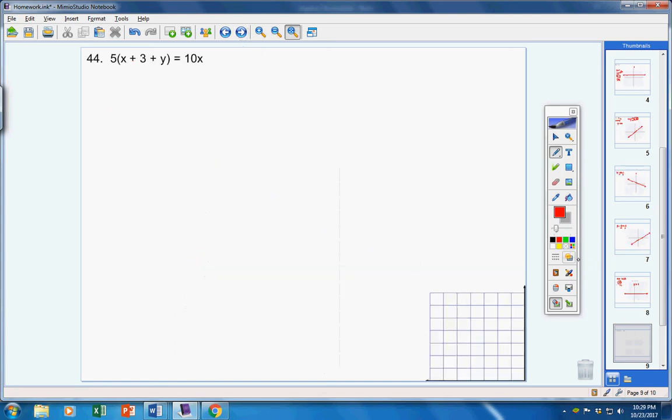Alright, number 44. Okay, students, let's graph this linear equation by using the slope-intercept method, which means we must get y by itself first. So let's first simplify this left side. Let's multiply the 5 through the parentheses. 5 times x is 5x. 5 times 3 is 15. And 5 times y is 5y equals 10x.